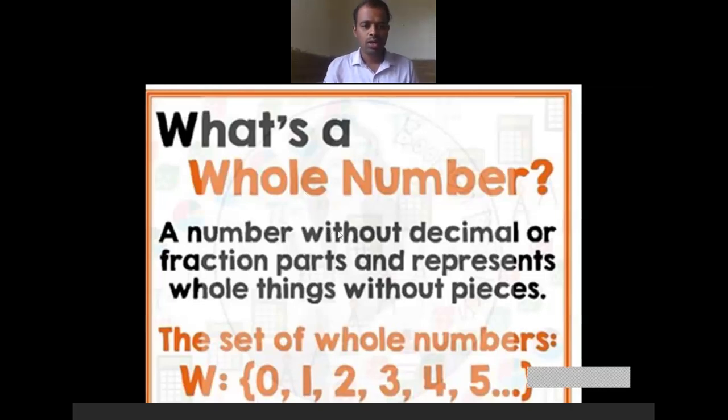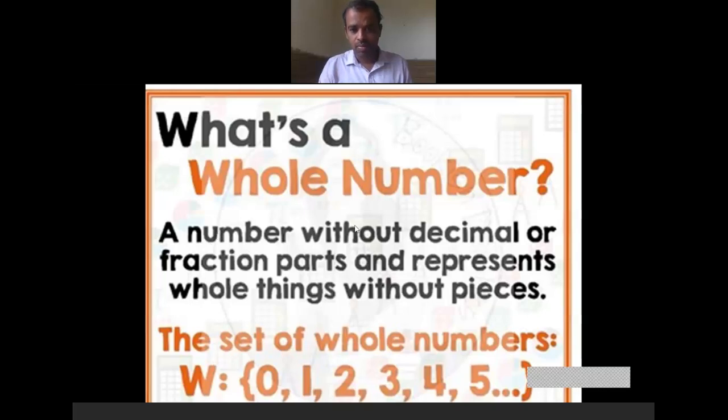A number without decimals or fractions is represented as a whole thing without pieces. It means we start with the natural numbers including zero, and we call it a whole number. It means 1, 2, 3, 4, 5, 6, on up to infinite numbers, including zero, we call whole numbers. But we must not consider any decimals here, like 1.5, 2.5, 2.3, or 4.6, whatever it may be. We must not consider these numbers. So we call them whole numbers.